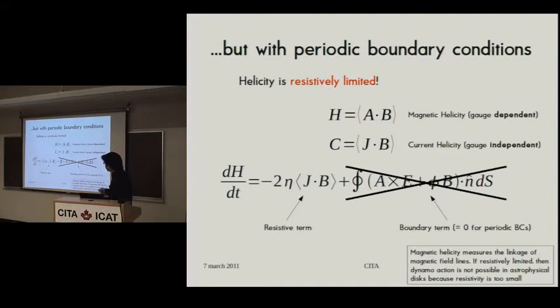But this equation is a robust ideal invariant, that is, when there's no resistivity, it is invariant, of the field, and so it places a relatively strong constraint on the evolution of the field, and so it's interesting to think in these terms.